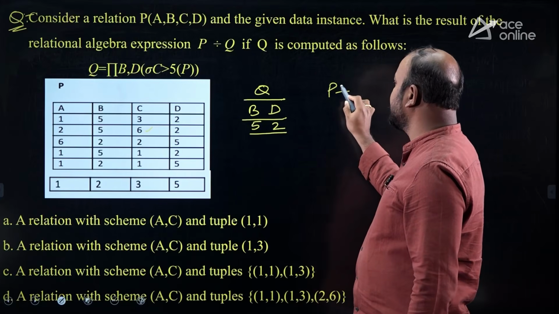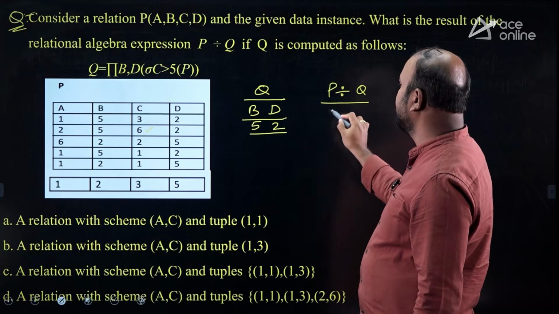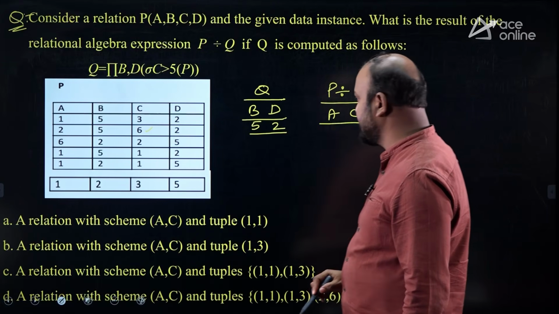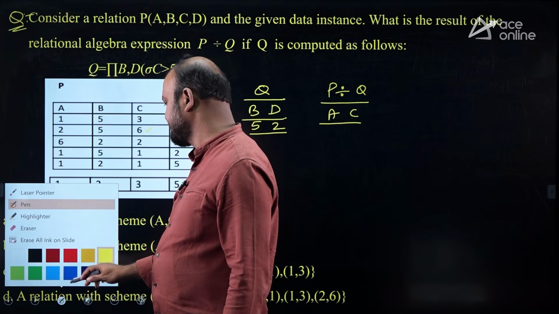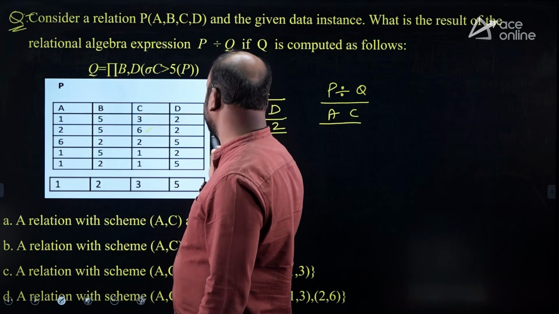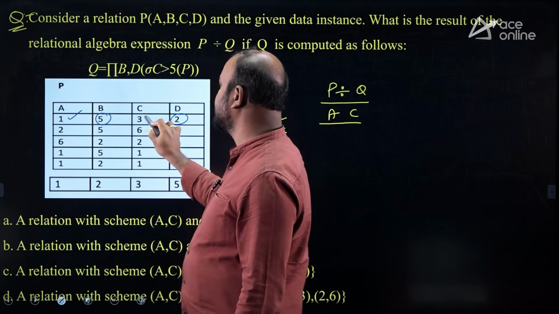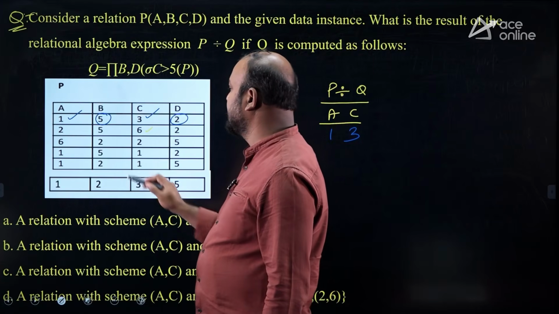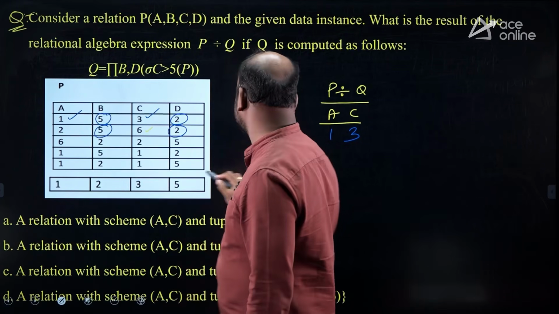Now what is P division Q? P is ABCD, division with BD will give you AC, which AC is matching with only 5, 2, because only one is there. Here 5, 2 in BD. So AC 1, 3 is matching. And 5, 2 in BD, AC 2, 6 also matching.